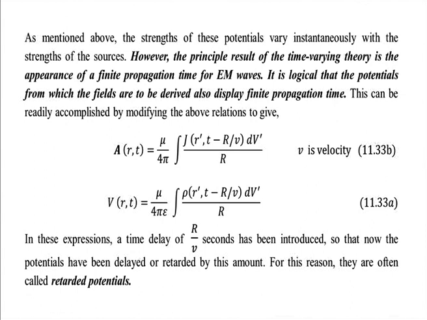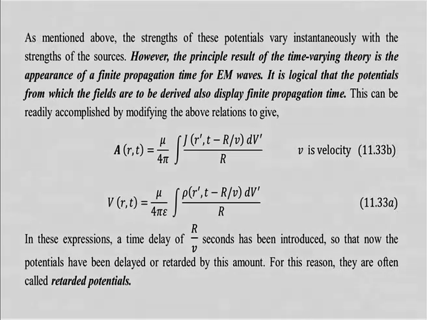Therefore, it is logical that the potentials from which the fields are to be derived also display finite propagation time, and therefore, the earlier equations are now transformed into equations 11.33a and 11.33b, where a time delay has been introduced, given by t minus r by v, where v is the velocity. In these expressions, a time delay of r by v seconds has been introduced, so that now the potentials have been delayed or retarded by this amount. For this reason, they are often referred to as retarded potentials.